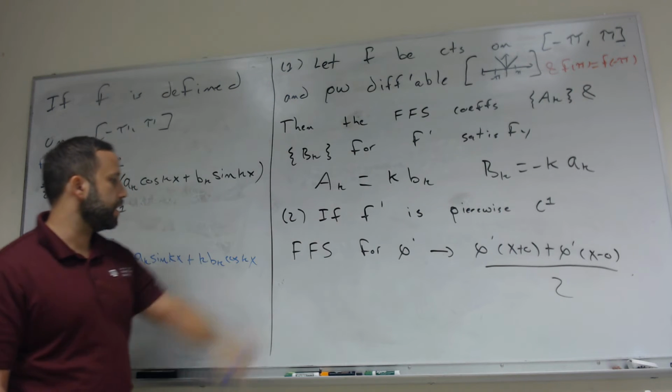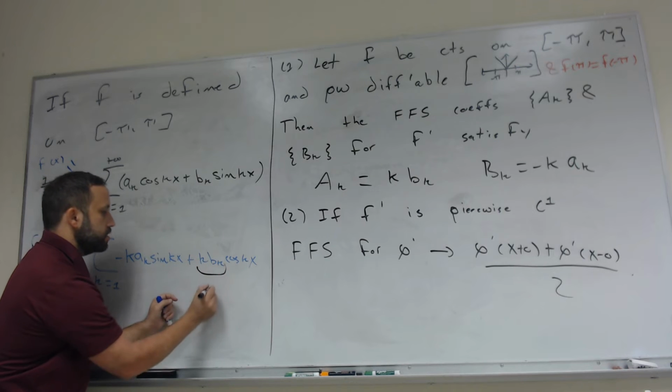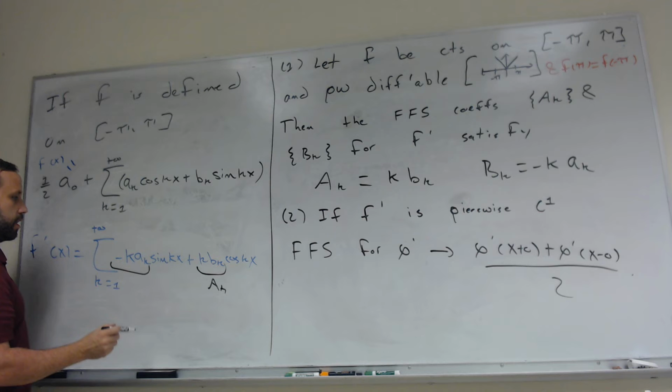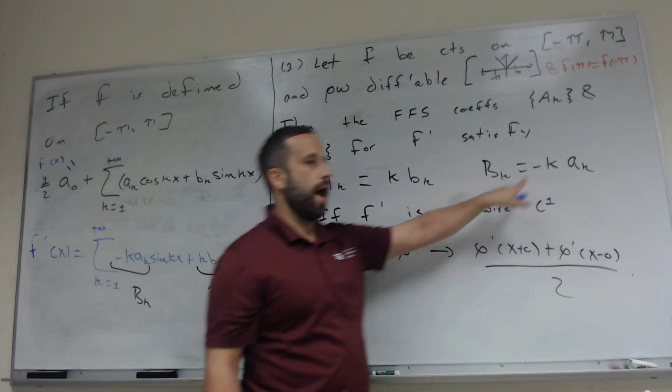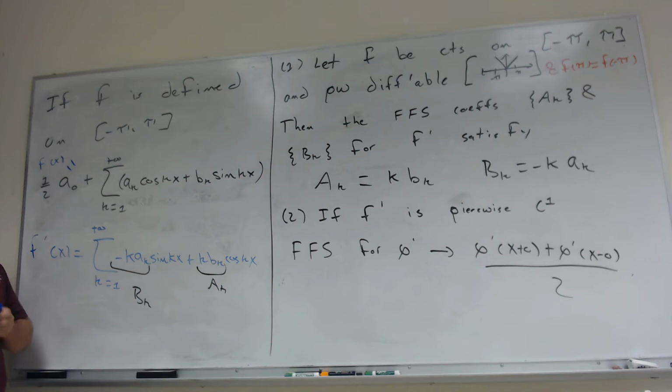So the big A_k's are the coefficients on cosine kx, and we're saying that these are indeed equal to k b_k, and these are the big B_k's, the coefficients on sine of kx, and these are indeed equal to minus k a_k. Okay, now let's be clear and careful about what this first part says.